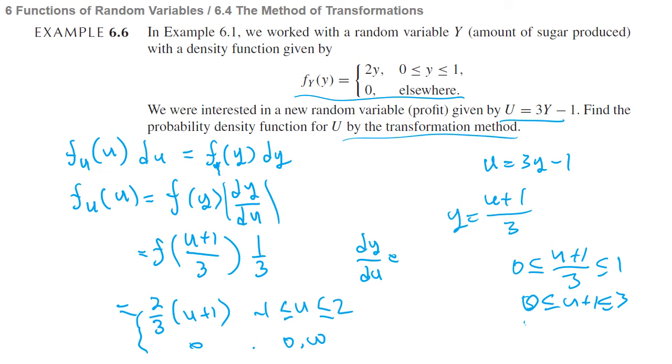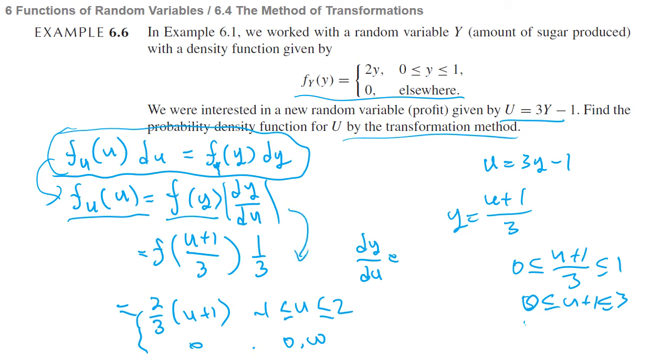You can memorize the previous formula that I defined, just like the textbook, but I find it useful to apply the formula. So when I am solving the method of transformation, I usually write the formula this way: f_U(u) du is f_Y(y) dy, and then convert it to f_U(u) is f_Y(y) times the absolute value of dy du, and solve like this.